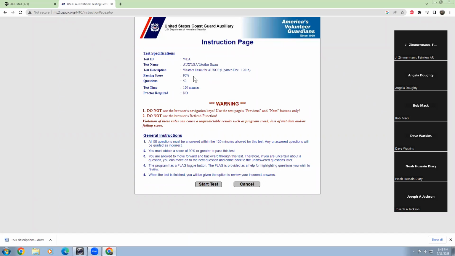So if it's a question about the 300 millibar chart, you can go look in your student study guide for the section that talks about the 300 millibar chart. If you don't remember the answer, or don't remember seeing it as a practice question, you can still find the answer for it. And remember, you get 120 minutes, and it's only going to take about 35 minutes.